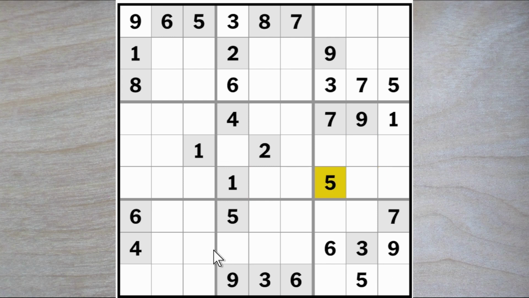I'm just now realizing that a 5 must go here because we got a 5 blocking over here, and we got a 5 blocking down. So a 5 must go here. Across here, we're looking for a 1, 2, 7, 8. We know this is a 7, 8. What about the 1, 2? The 1 blocks down here. So one of these is a 1.